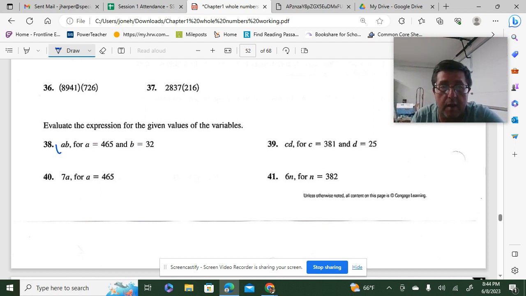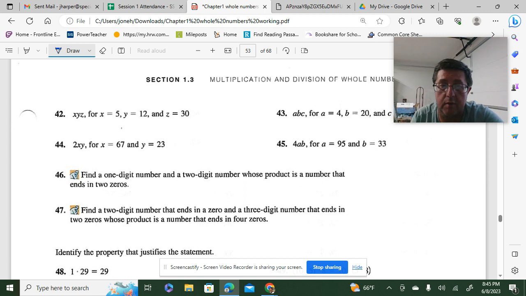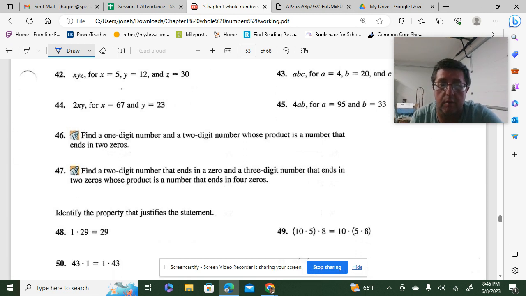Okay, A and B. So this is A times B. So we go A equals 465. And remember, this is another way of multiplying. When you have them next to each other, you multiply. So you just multiply, just plug those in for your factors. Okay, again, you're doing that again down here. Good luck.